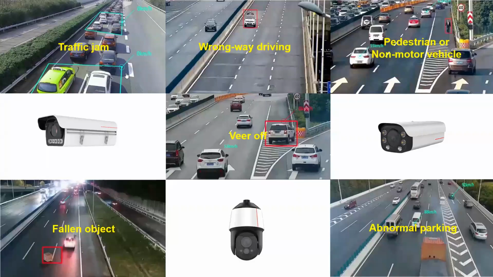This is the traffic jam. You can detect it as not moving, at 0 kilometers per hour. This is the wrong way driving. You know, this is driving the wrong way. This is the pedestrian or non-motor vehicle detection. You can see there are people on the highway. This is a fallen object. You can see this is a box on the highway. And also there's abnormal parking. You can see abnormal parking in here.